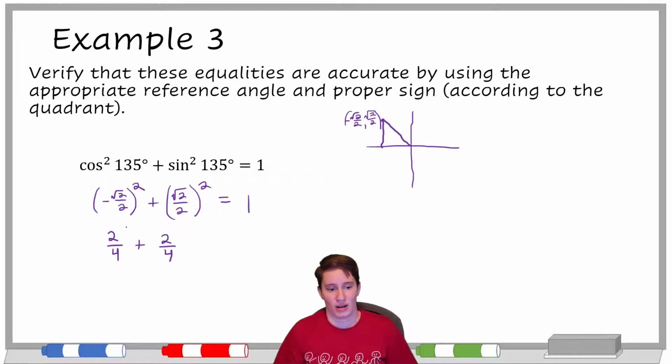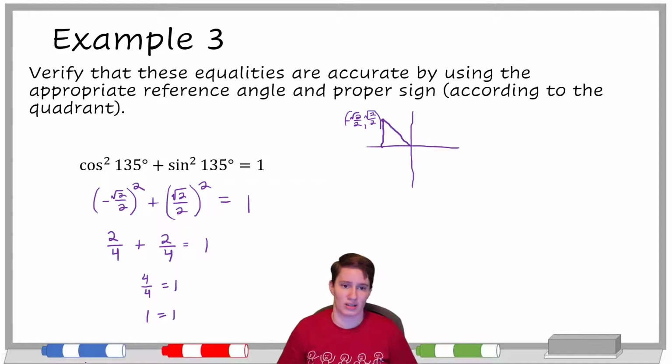Both of these end up being positive because we square that negative away. 2 over 4 plus 2 over 4 is 4 over 4, which does in fact equal 1. This is a little bit more similar to our proving situation. It says verify, which is kind of the same word as prove, or at least similar. So it is the work that you're showing. You have to show enough work to be like, oh yeah, you really did verify that. You didn't just say it equals 1.